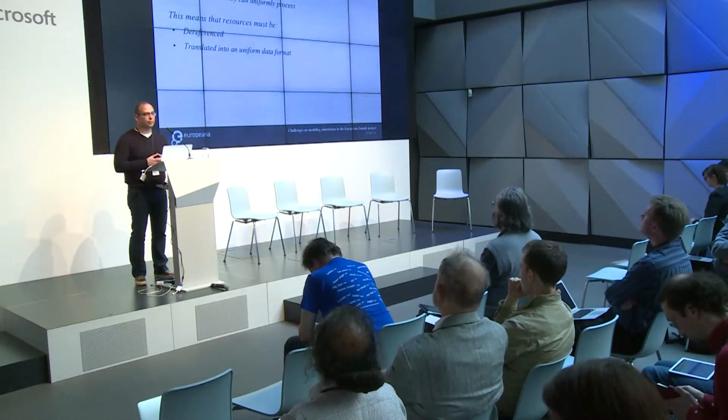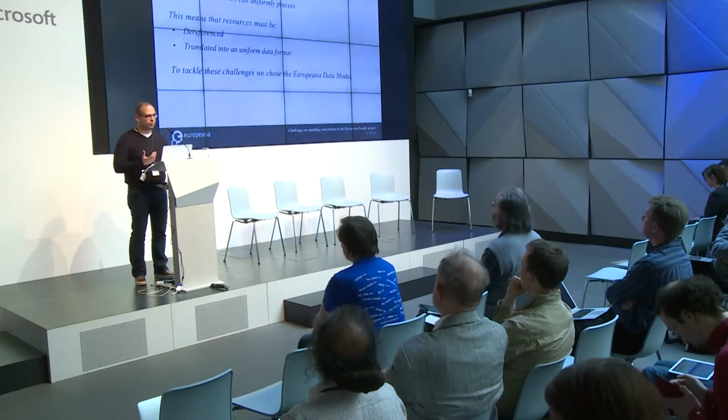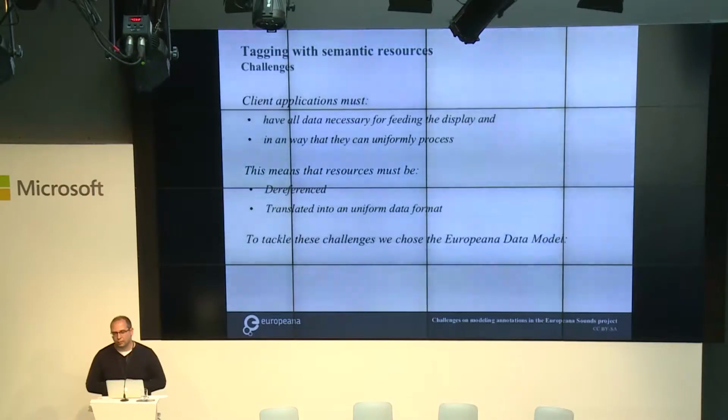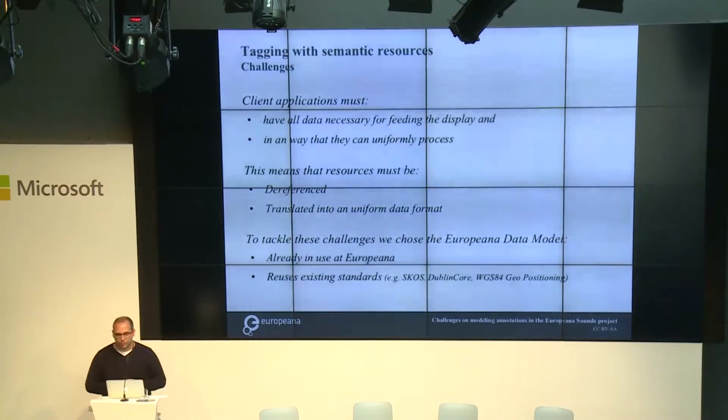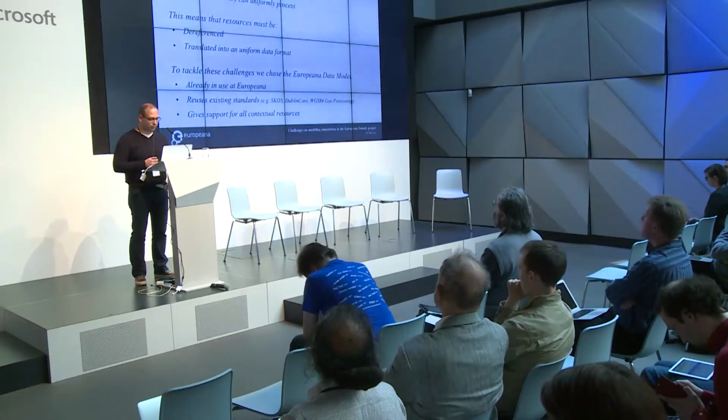So this brings some challenges. Client applications must have all the data necessary for display. They also need to process this data in a uniform way. This means that resources must be dereferenced and translated into a uniform format. For this, we chose the EDM model because it is the model that we currently use at Europeana to represent the metadata. It also reuses existing standards like SKOS, Dublin Core, or WGS84 for positioning, and it supports all the contextual resources that we have considered.